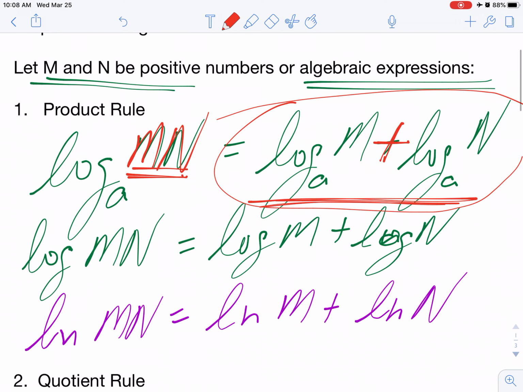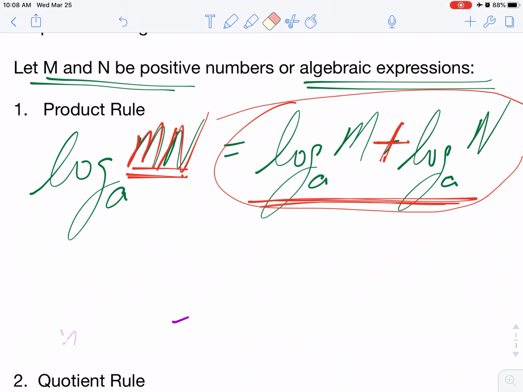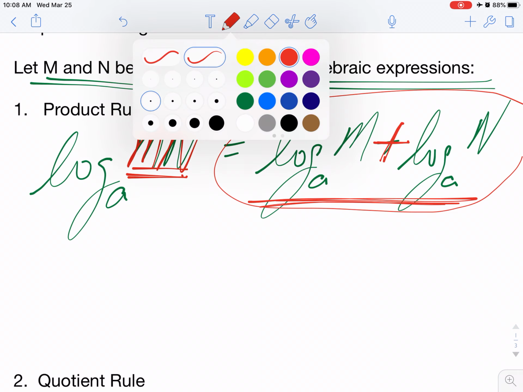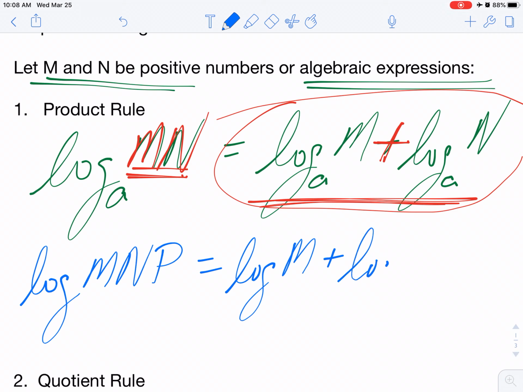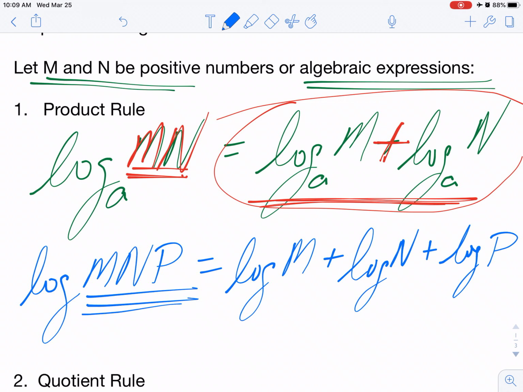All right, now, the next thing to make a note of here is that these rules don't have to stop with m and n. It could work for 3 letters, or 4, or 5, or 6. The basic rule still applies. You're going to have log of m plus log of n plus log of p, okay? And it can go on forever. You just need to recognize that the log has a product in it, and we break it apart with a plus sign when we expand it.